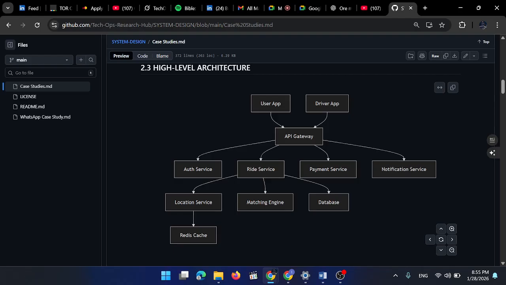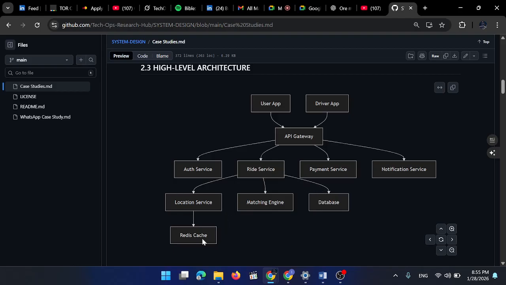And remember, everything is being redirected from the API gateway, as you can see. So when you go to the ride service, as you can see here, this is what we call the location service. So the location service of the actual user, and same case for the actual driver, it's here. Then the matching engine is here, and then the database. So the database gets to store everything.